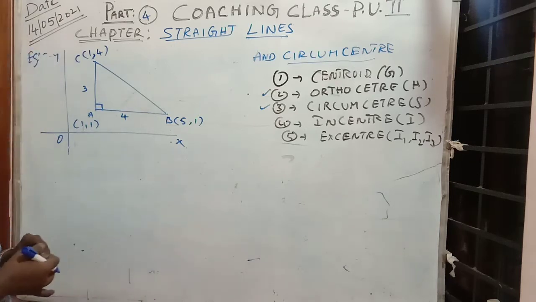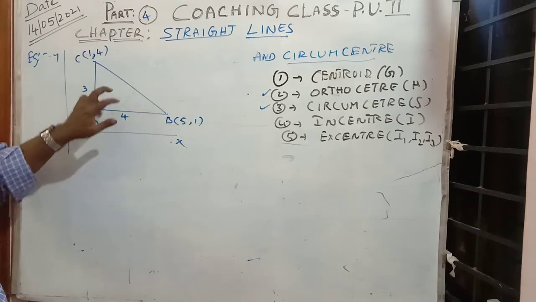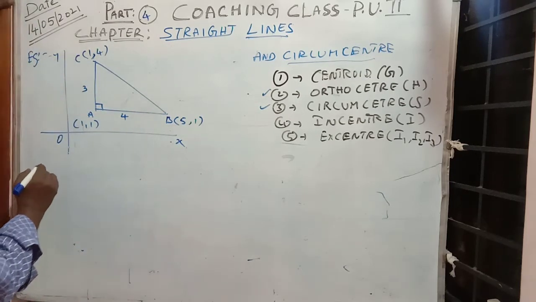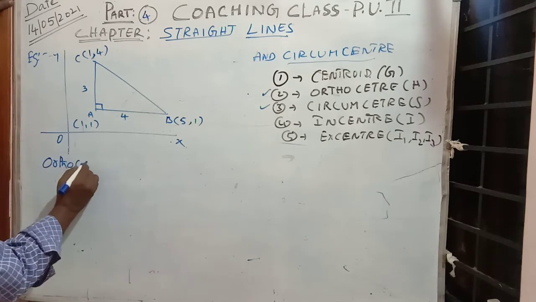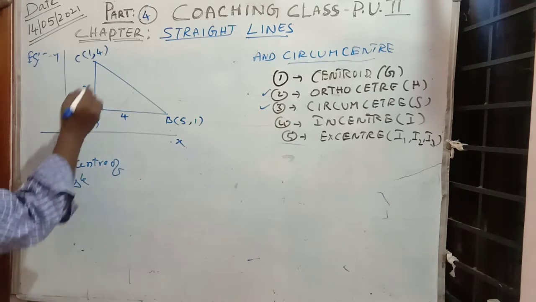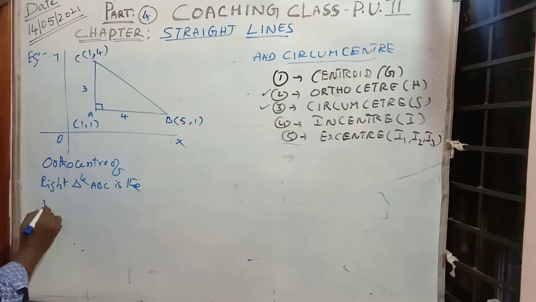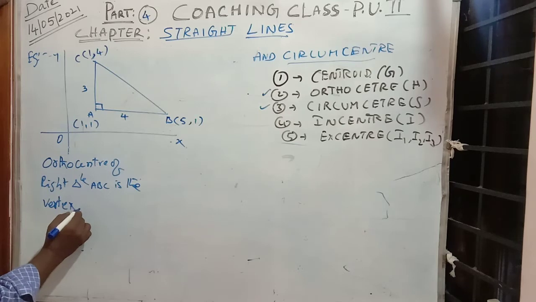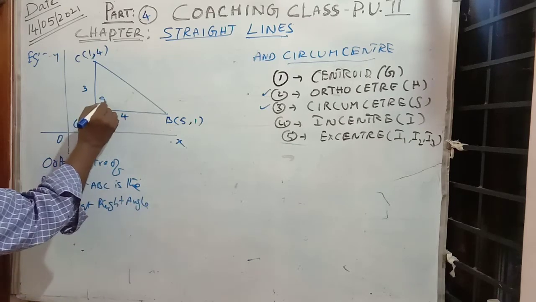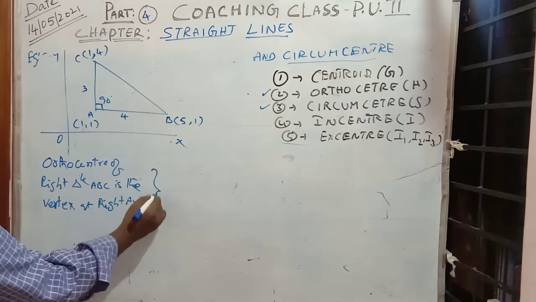Like that, with our own, we will take one triangle. Here, it is a right angle triangle. 3 units, 4 units means it is 5 units. Okay, na? In a right angle triangle with the given vertices, the orthocenter of a right triangle is the vertex at the right angle. Right angle means 90 degrees. At 90 degrees, the vertex is A.